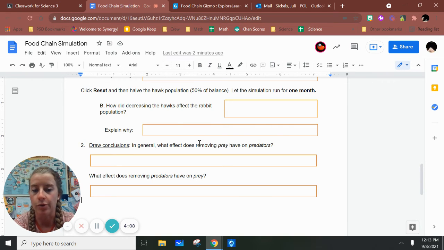In general, when you remove prey, like bunnies, how does that affect predators, like snakes and hawks? And what effect does removing predators have on prey? So when you remove hawks, how does that impact the snake population at first? In general, reflect on that.